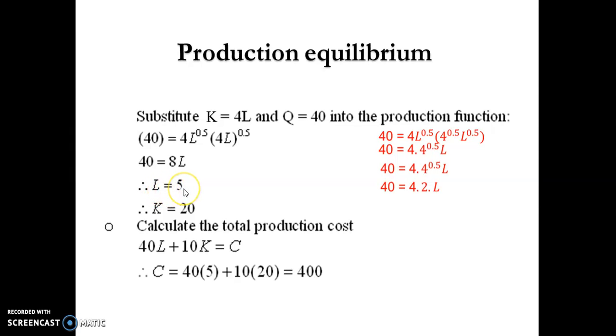Then you can take L is equal to 5 and substitute it in over there and determine K. And lastly, with your values for L and K, you can determine your total production cost, and that is equal to 400. I'm going to end here and continue again.